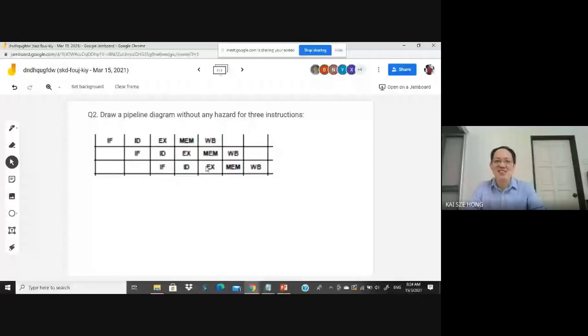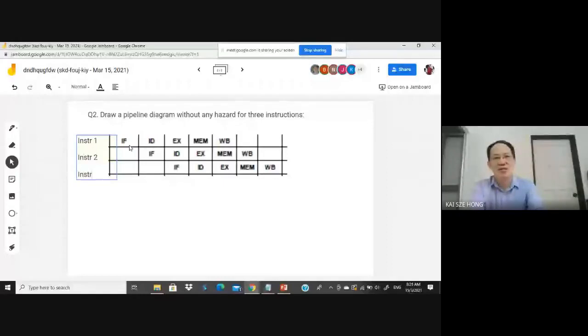Okay, thank you, Shipen, for answering this. I think it should be Shipen, right? Because I see a dark blue writing there. Very good. So this will be the line. Here you can put instruction one, instruction two, instruction three. Here you can put in the clock cycles.